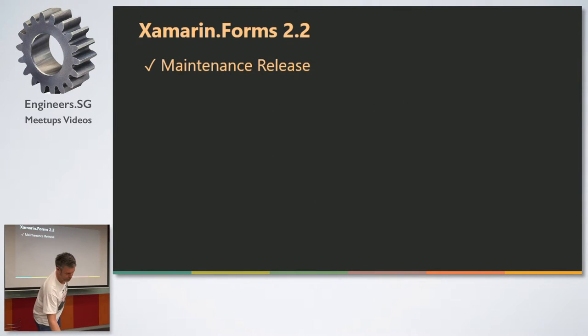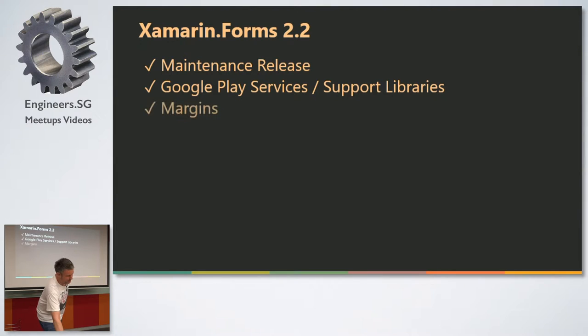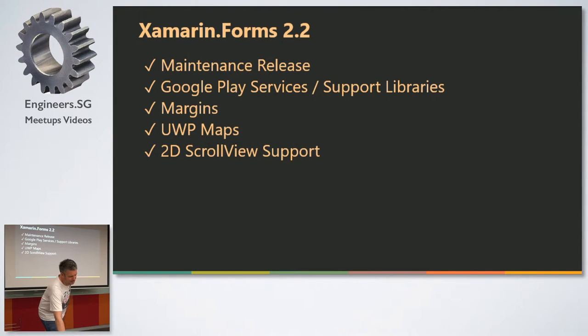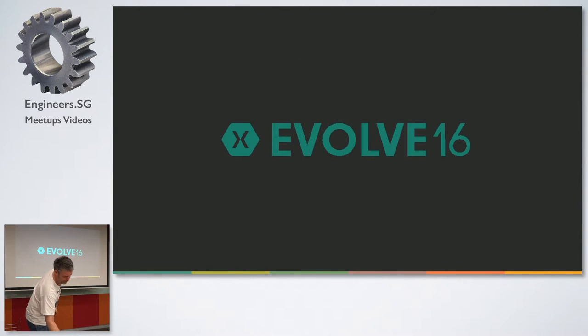Xamarin 2.2, so nothing much was happening there. Maintenance release. Yeah, margins are cool. That allows you just to add padding and margin to your XAML. I think that's the interesting bit. Windows Phone 2D scroll view support. Yes, that was something that was not there before. I think we've got the details later on. And the carousel view.